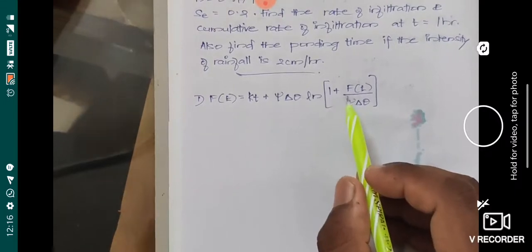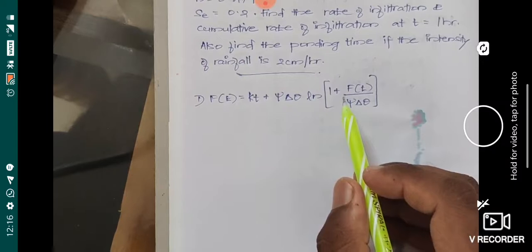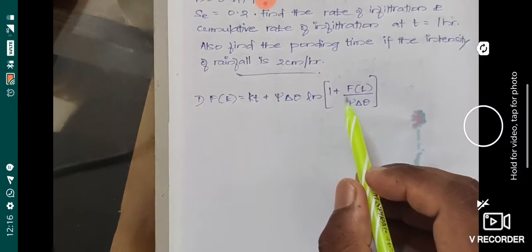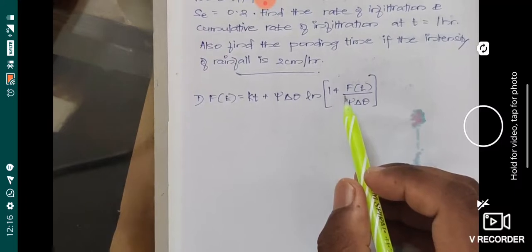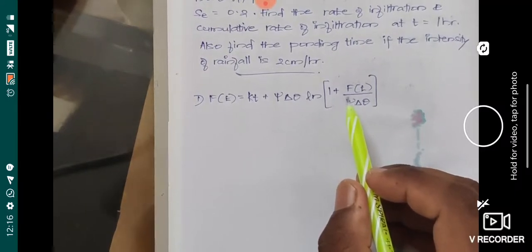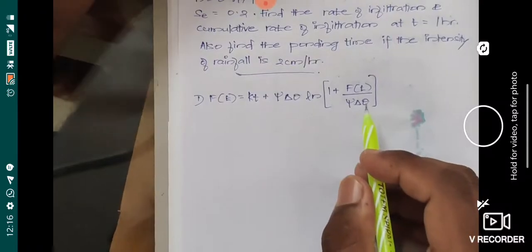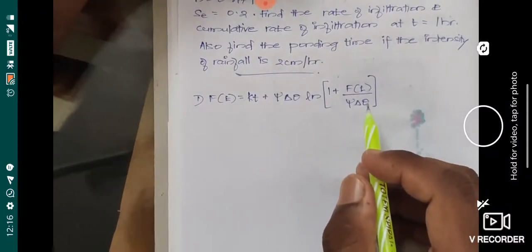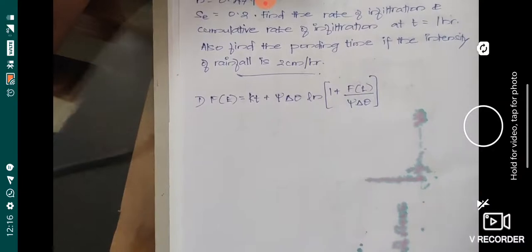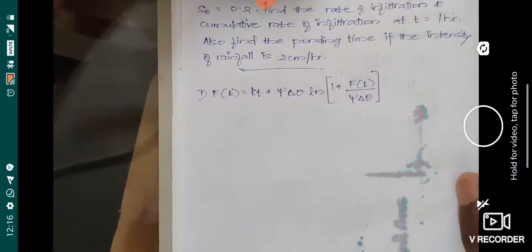I don't know whether you have learned any numerical methods, some approximation method. I think you might have learned in your mathematics Gauss iteration, Gauss-Seidel iteration, Newton-Raphson method, Runge-Kutta method, in your engineering mathematics class. Even if you don't remember that, no issues, you can go for the hit and trial method. So we'll see how we can do this.